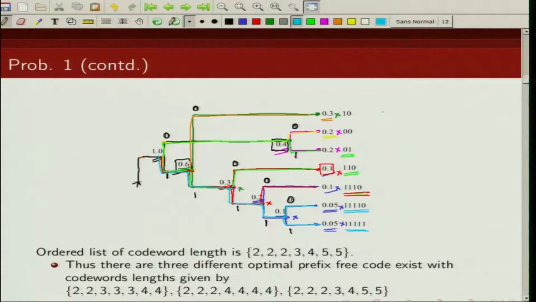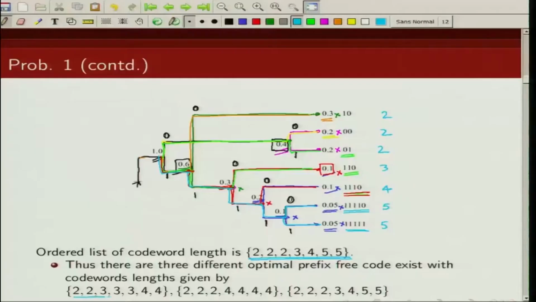So now I have 3 code words of length 2, I have 1 code word of length 3, I have 1 code word of length 4, and I have 2 code words of length 5. So this is also a fundamentally different optimal prefix free code. Please note these are all the different ways in which we are combining these nodes. We are essentially following the rules of how to create this optimal binary prefix free code.